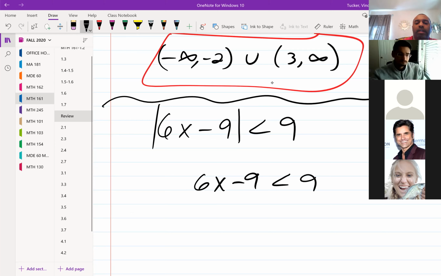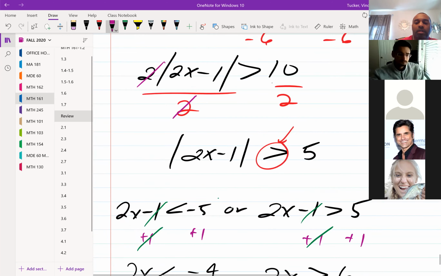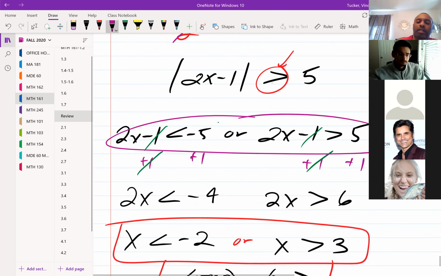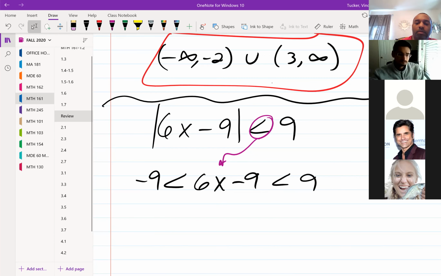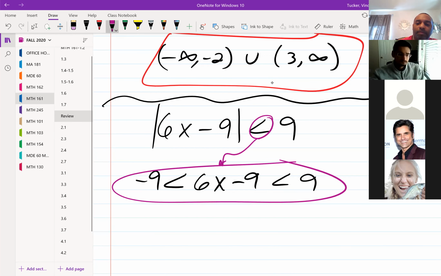So here we have the absolute value of 6x minus 9 is less than 9. The first part, just like before, you write it the way you see it, but then you're going to do this part. Whenever it's less than, that causes you to set it up this way. Once again, greater than causes you to set it up this way. Less than causes you to set it up this way. I'd like to thank the person for this problem because I didn't know when to do that.